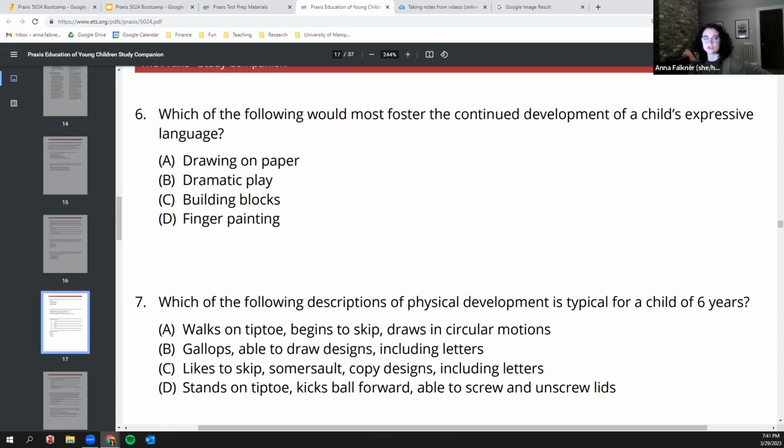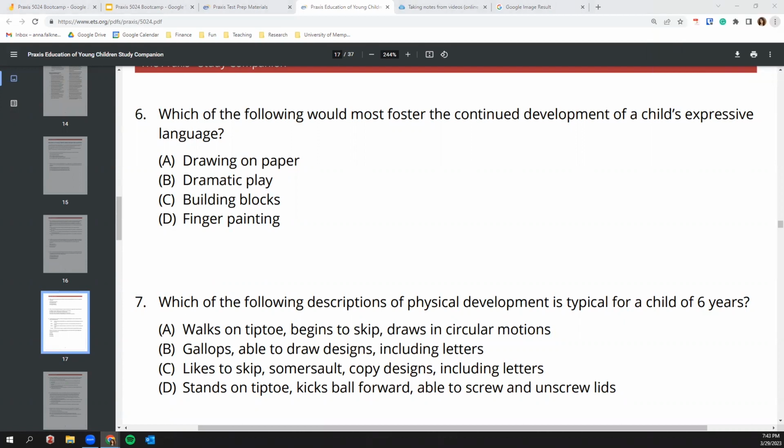All right, let's do number 6 and then we'll shift and look at the constructed responses for a little bit. Which of the following would most foster the continued development of a child's expressive language? Expressive language being maybe the key words here. Drawing on paper, dramatic play, building blocks, or finger painting? Is there anything we can eliminate? Oh, we're already dropping it. We're like dramatic play. Why dramatic play?